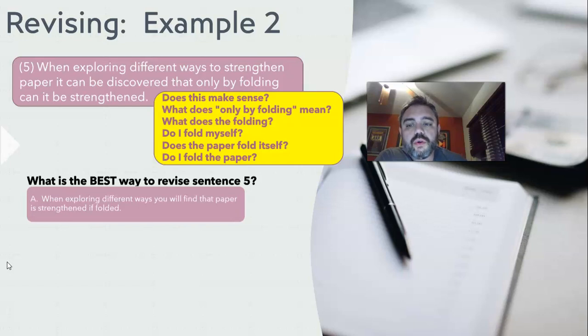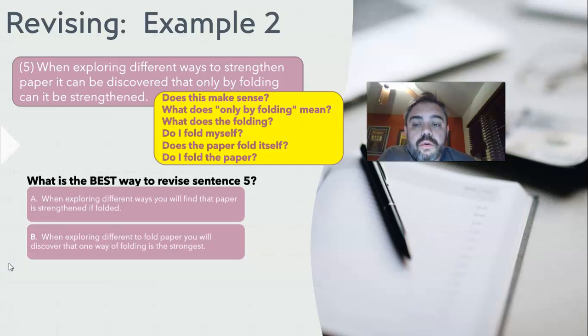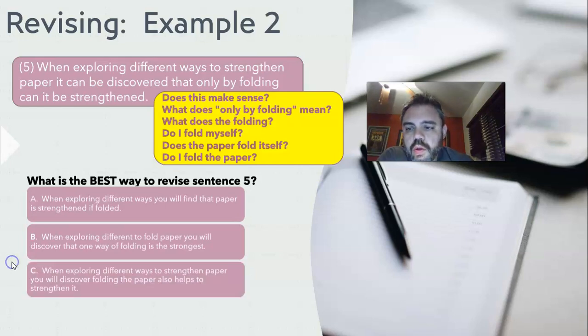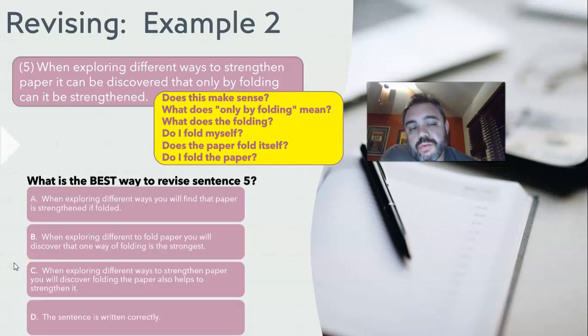Is it A, when exploring different ways, you will find that paper is strengthened if folded? Right? B, when exploring different to fold paper, you will discover that one way of folding is the strongest. C, when exploring different ways to strengthen paper, you will discover folding the paper also helps to strengthen it. Or D, the sentence is written correctly, which sometimes is an option for you.